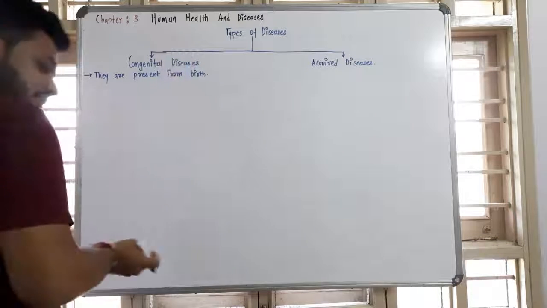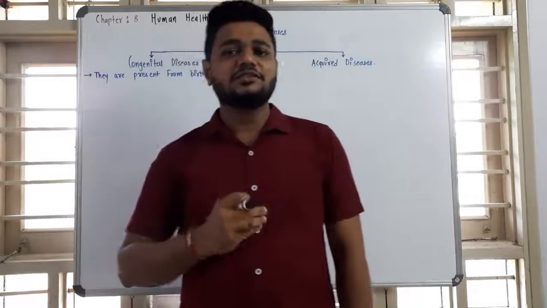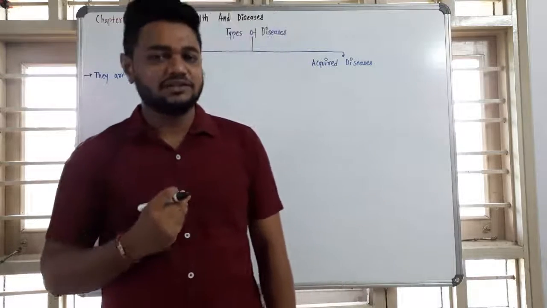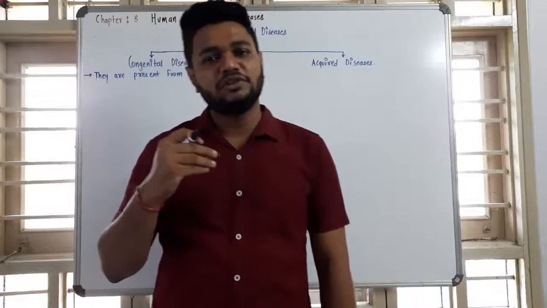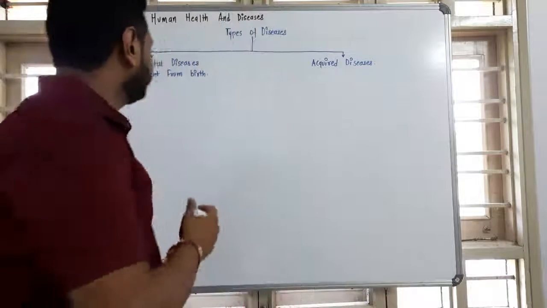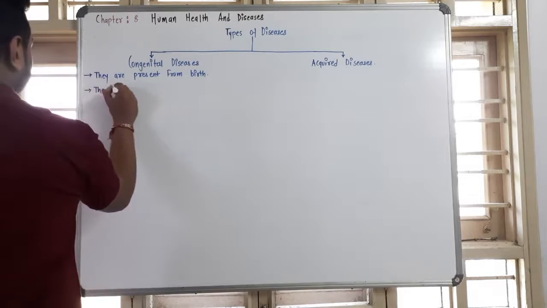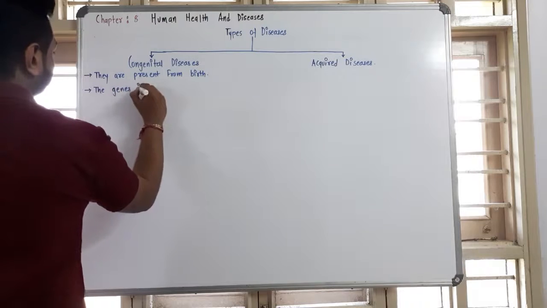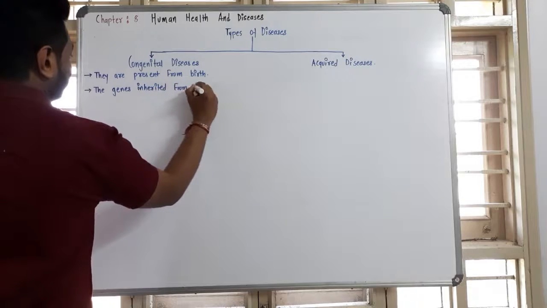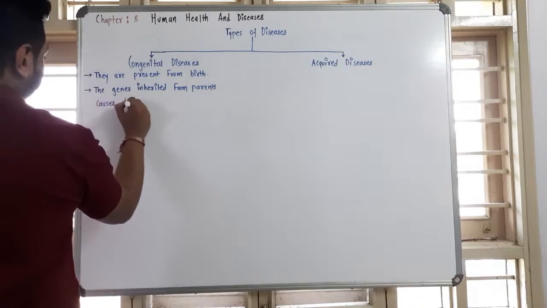Now how are these diseases present from birth? These diseases are caused due to inheritance of genes from the parents to offsprings, and this we have already discussed in genetics, and we have also discussed certain diseases caused due to recessive genes. So basically in congenital diseases, the genes inherited from parents cause diseases.